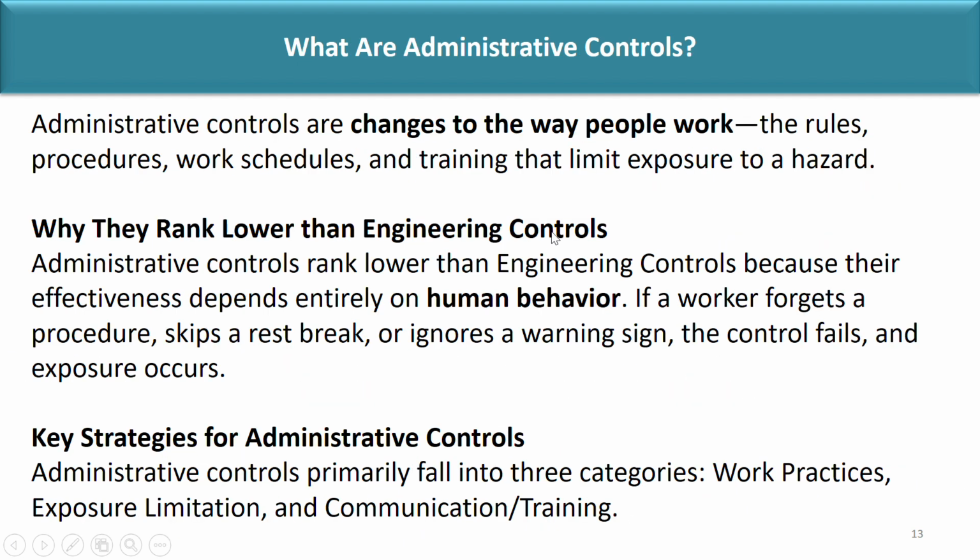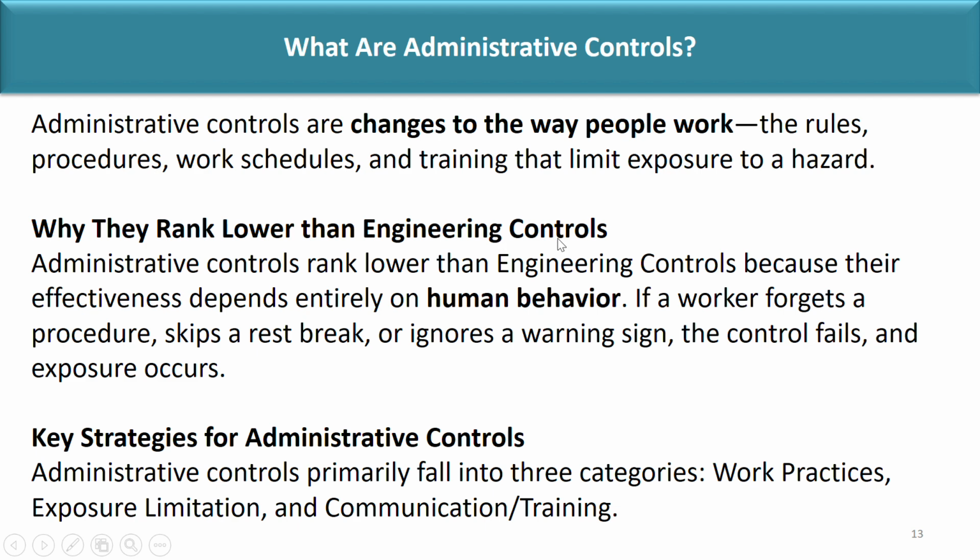What are administrative controls? Administrative controls are changes to the way people work: the rules, procedures, work schedule, and training that limit exposure to a hazard. Why do they rank lower than engineering?